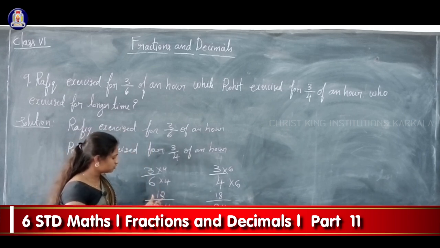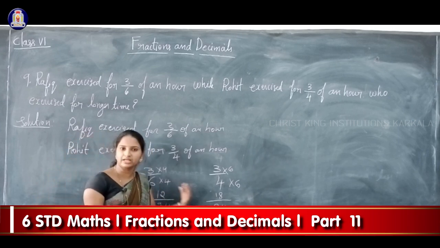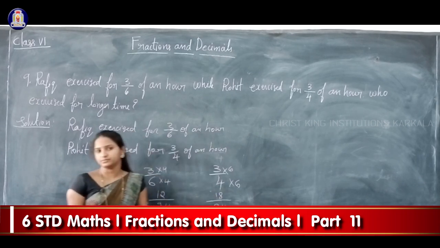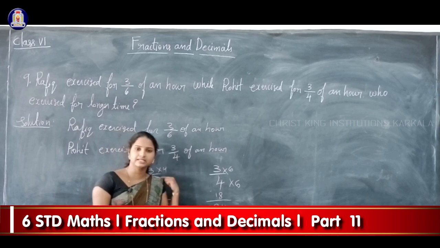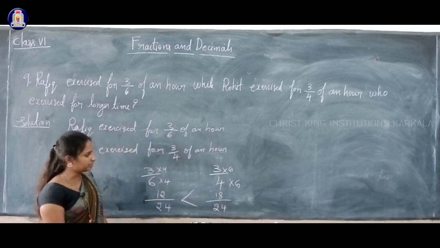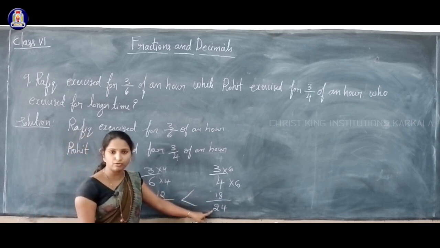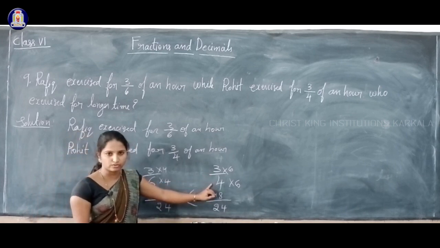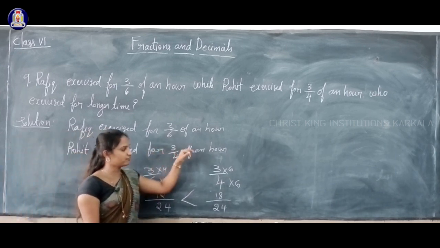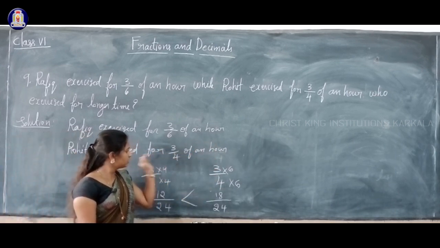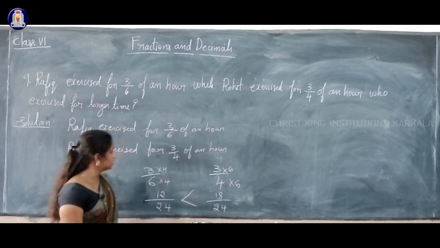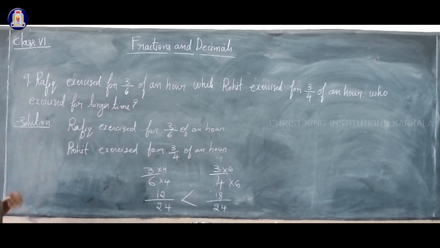Now the denominator is the same, so we can compare the numerators. The numerator is 18 here and 12 there. Which is greater? We know that 18 is greater. So 18 by 24 is 3 by 4, which is what Rohit exercised, isn't it? Therefore we can say Rohit exercised for a longer time.